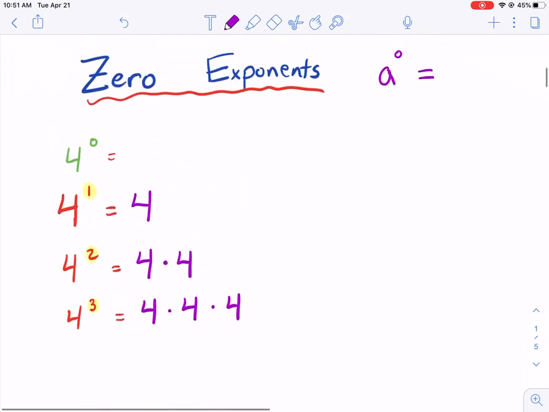So what happens if we have 4 to the 0 power? 4 times itself 0 times. Well, that's kind of hard to understand because that's not the same thing as 4 times 0, which would be 0. Most people put this as 0, but that is not correct. So let's take a look.